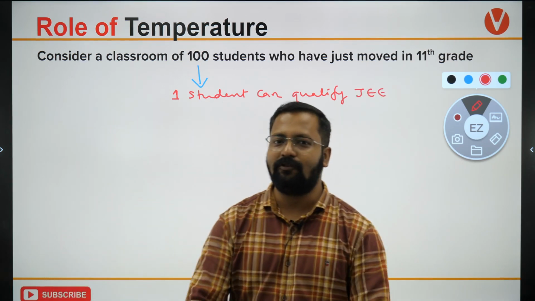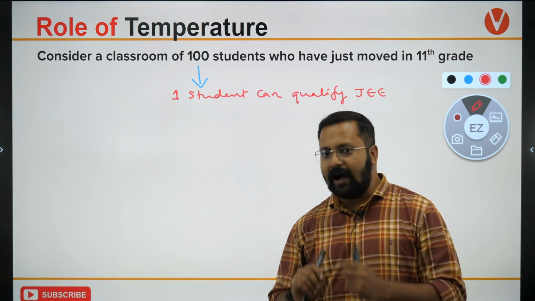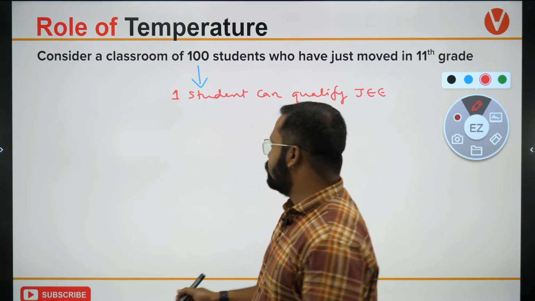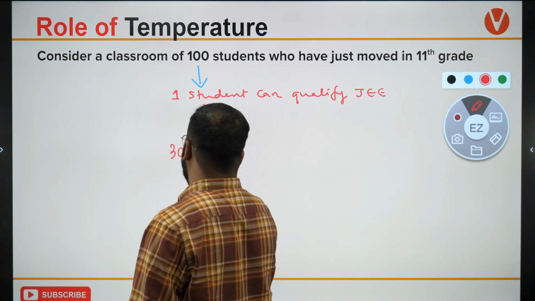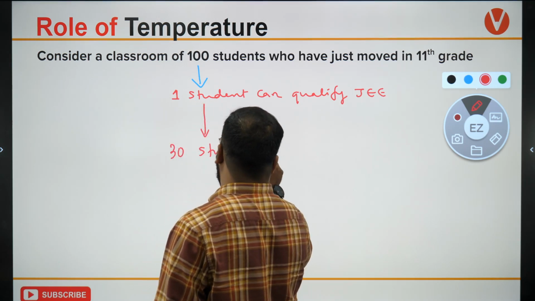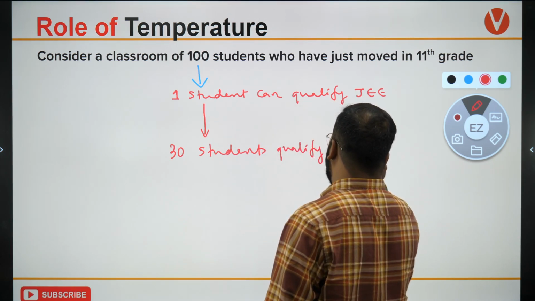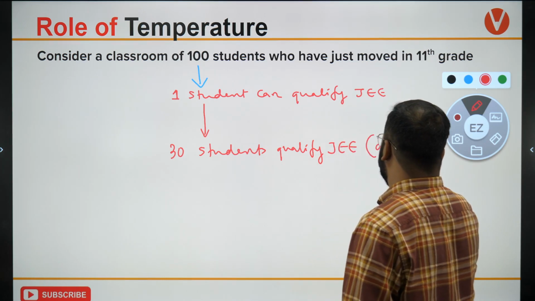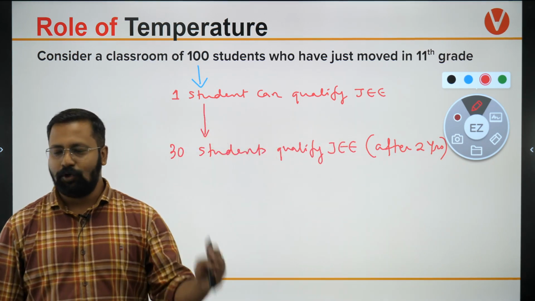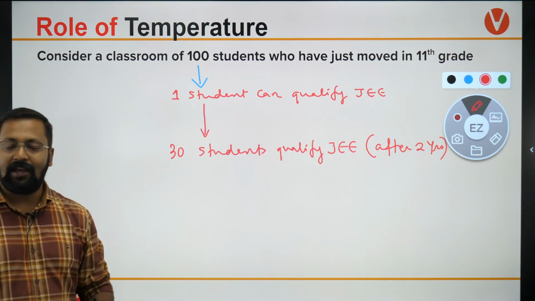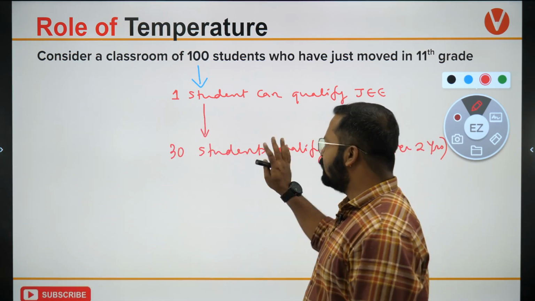Okay, one student can qualify JEE. What you do, guys, is put in 2 years of hard work, and after 2 years you find that 30 students have qualified. 30 students qualify JEE after their self study of 2 years. Clear? Very simple scenario.